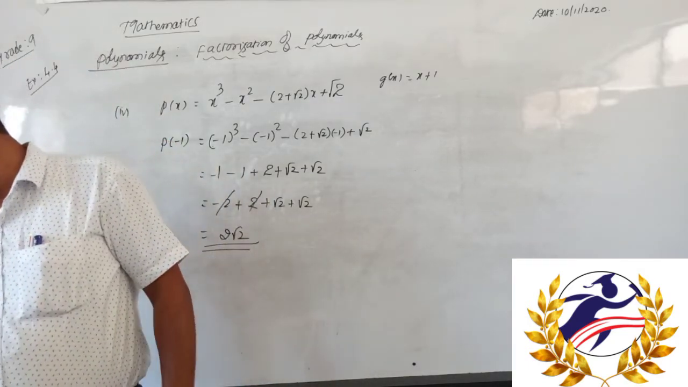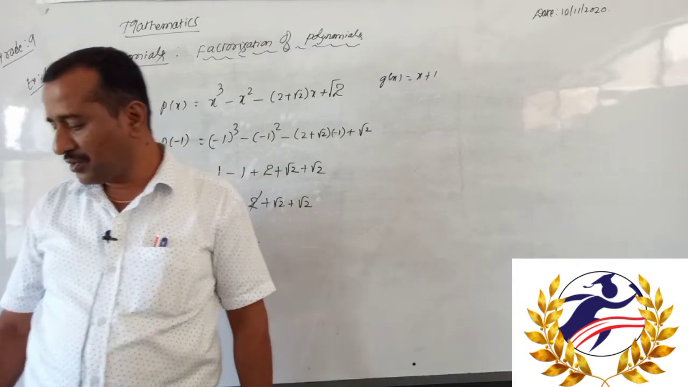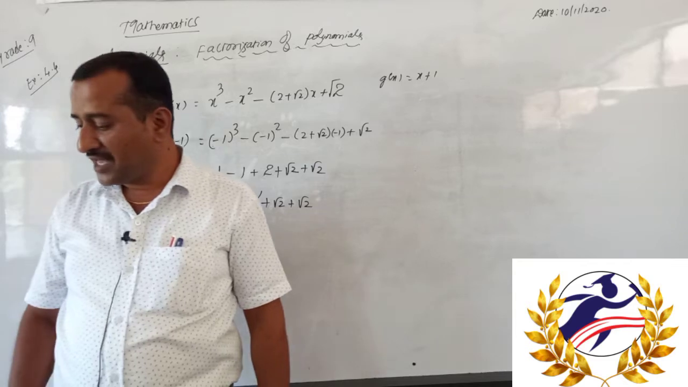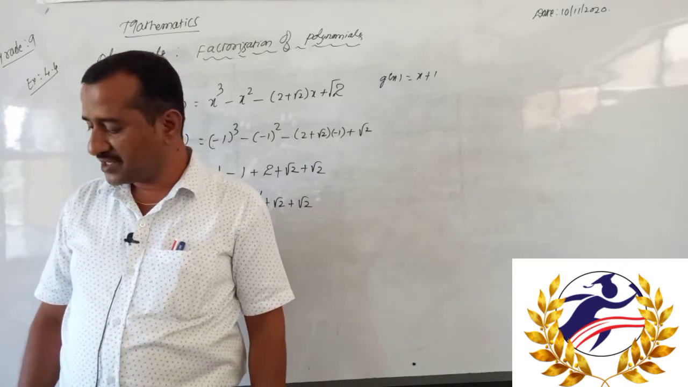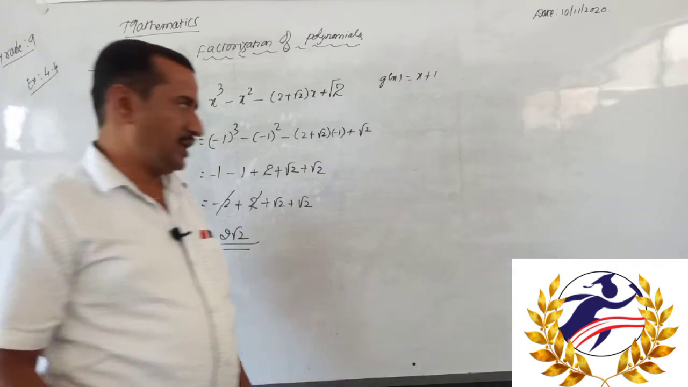And use the factor theorem to determine whether g of x is a factor of p of x in each of the following cases. So use the factor theorem, it is given. That I will explain to you in the next class. Come to the third one, which will follow this same method. Okay.